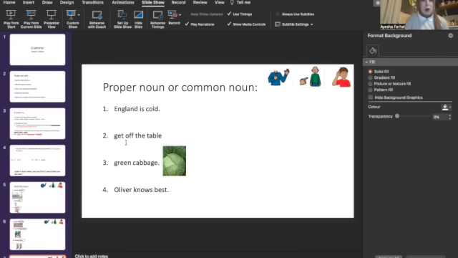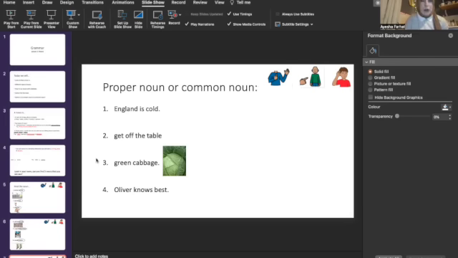Get off the table. Is this going to be a proper noun or a common noun? Well, table isn't referring to anything in particular. It's referring to a general everyday object, and therefore it is a common noun.